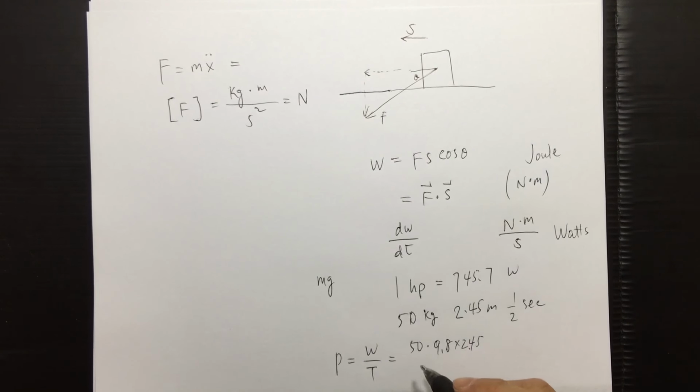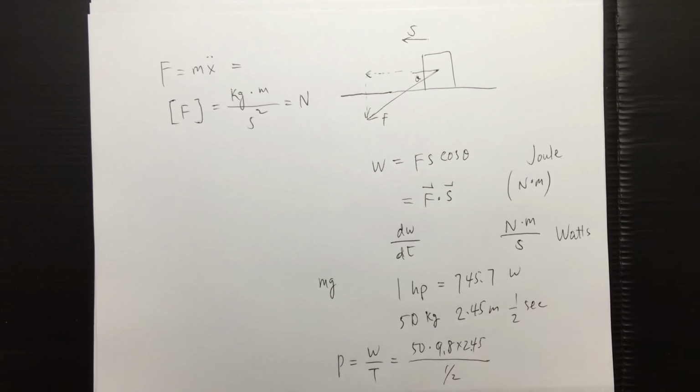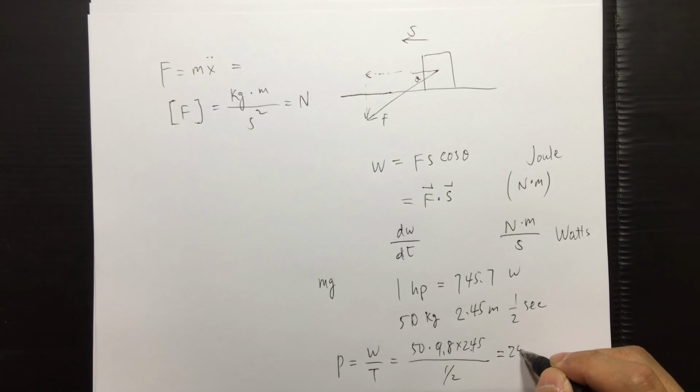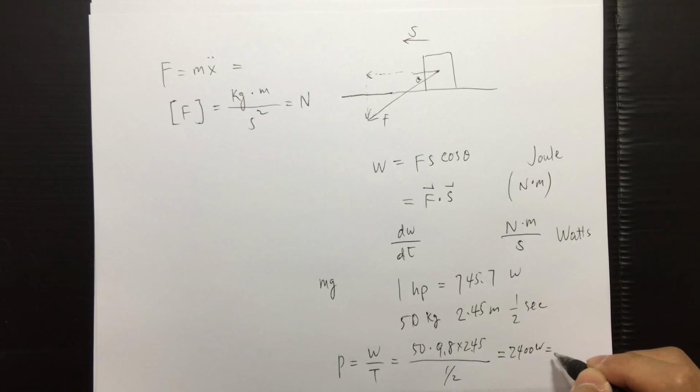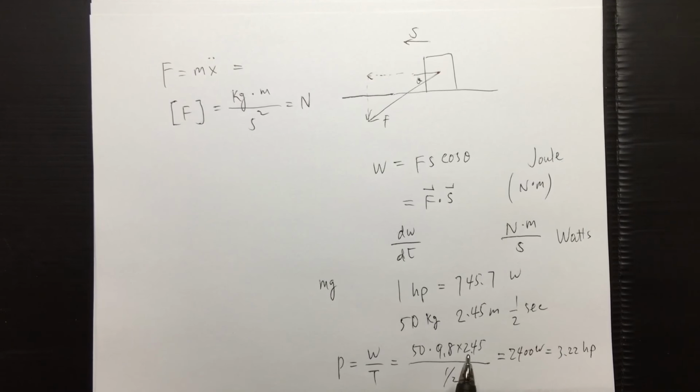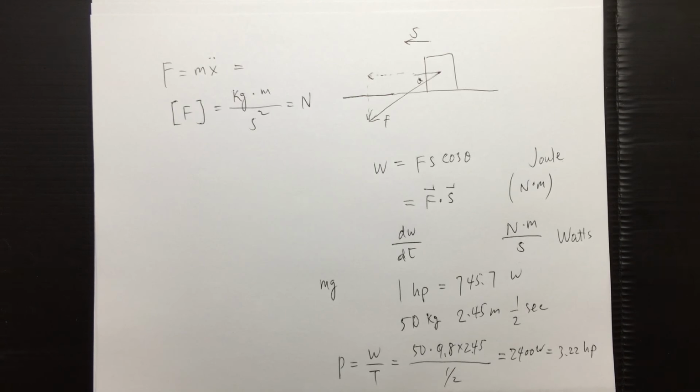In half a second, this gets to be 2400 watts, which is 3.22 horsepower. So if you do a high jump, for that fraction of a second you are actually producing a horsepower of energy. Normally there's no way you're going to produce that. If you pull a cart, there's no way you're going to do a horsepower. Horsepower is about what a horse can do.